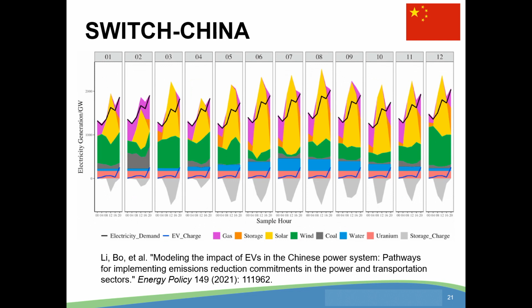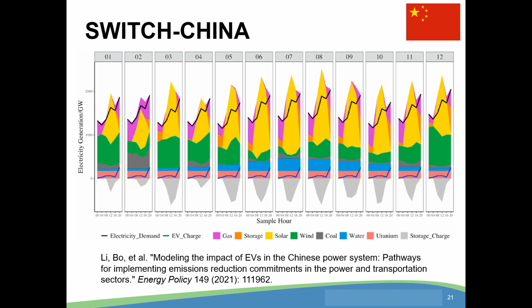And since one of the big benefits of Switch is the co-optimization of generation and dispatch, I want to also demonstrate how Switch uses dispatch. So each of these panels is the 12 months in a year. The hours of the day for a typical day is along the x-axis, and the energy generation is along the y. And so the dark black line is the energy demand.